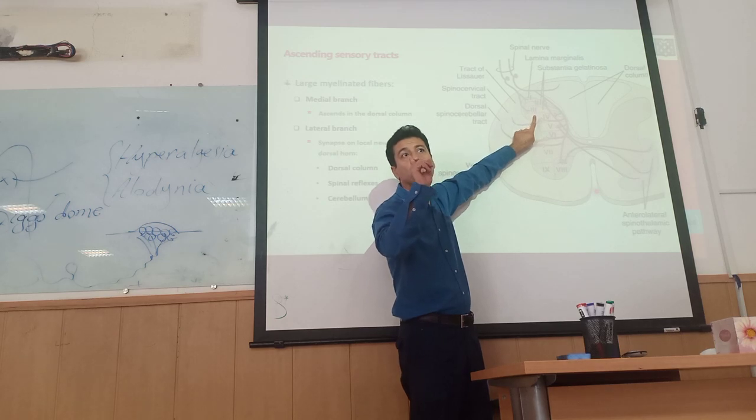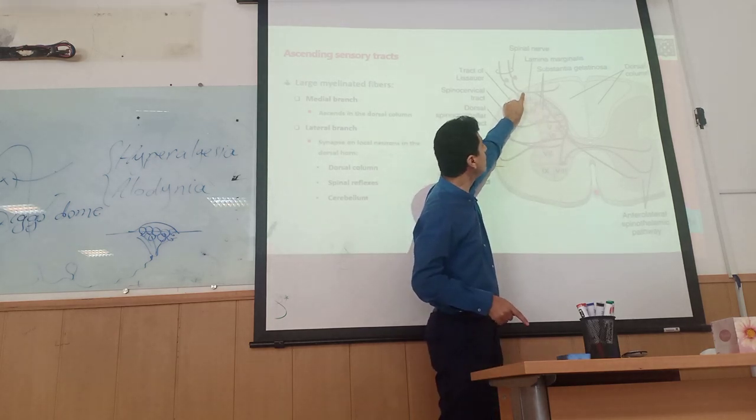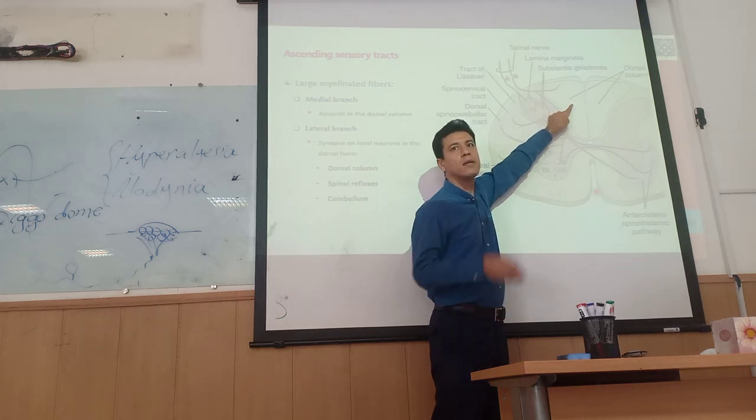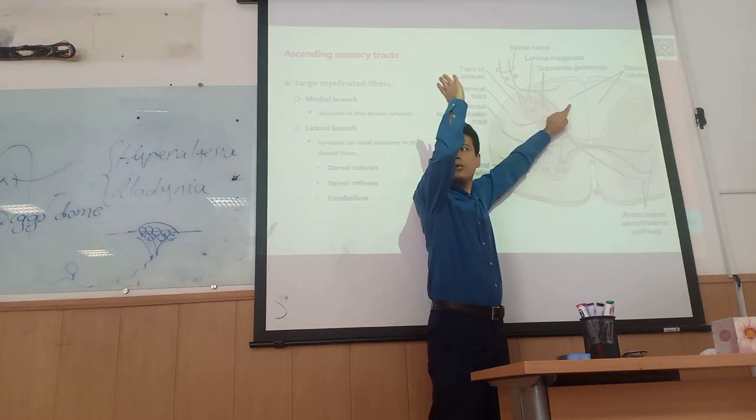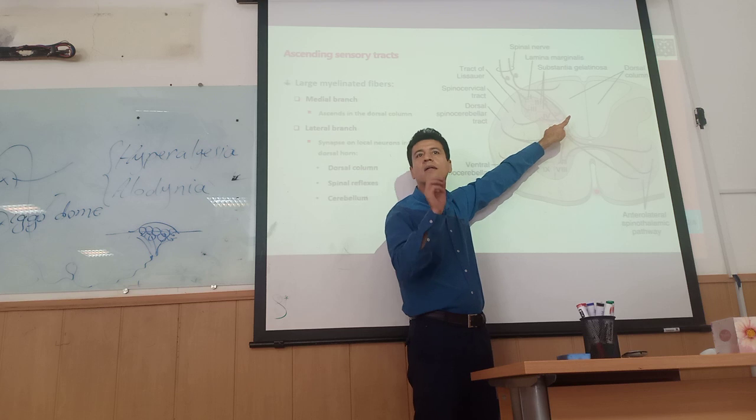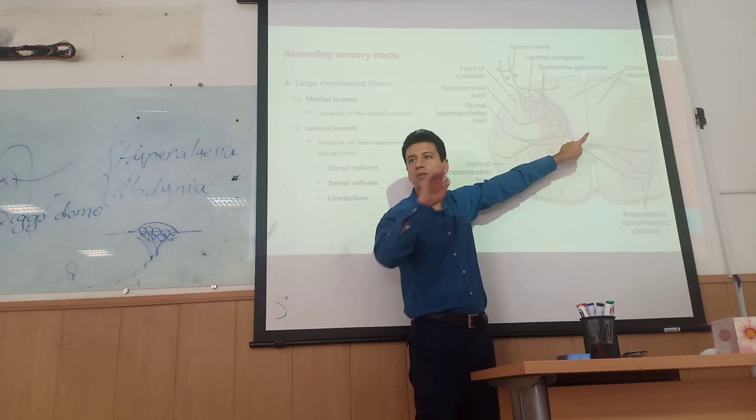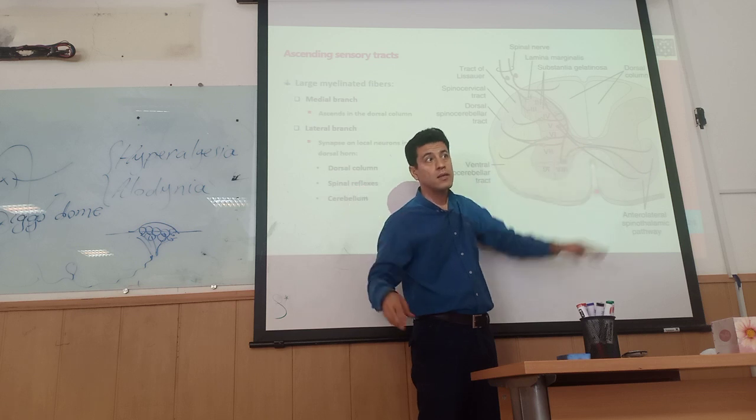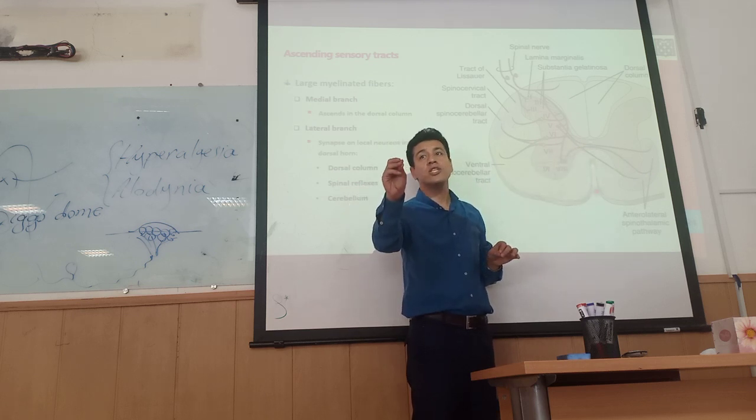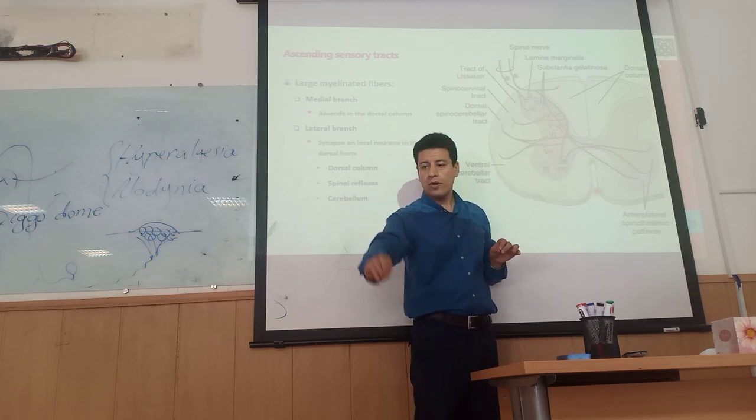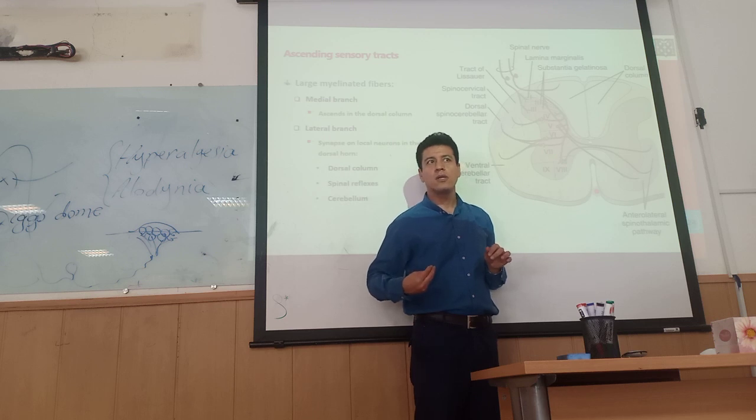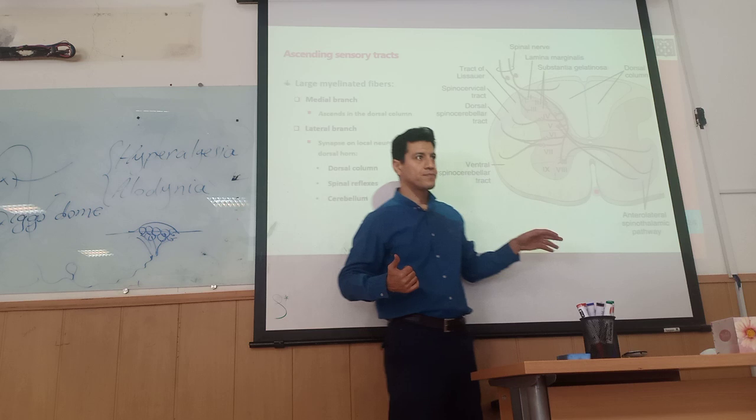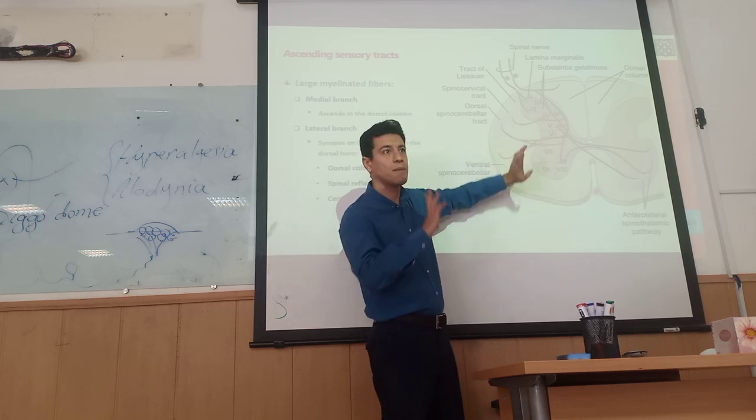Let's see the medial branch. The medial branch goes directly into the dorsal column and turns upward and goes up. Non-stop, without interruption, without any synapse. Okay? So the cell body is in the DRG, the process comes to the spinal cord, and without any synapse, it goes up to the brain. Okay, we'll see what happens to this fiber.